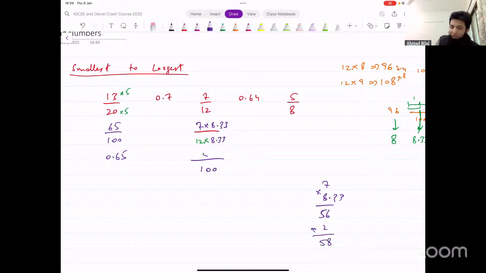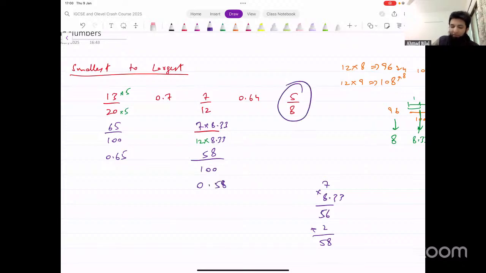So it's close to that. It's going to be around 58. We can estimate that, right? Because 7 times 8 is 56, 7 times 9 is 63, 8.33 is kind of close to 56, 58 or 59, it's going to be around about that. Okay, so you can say 58 over 100, and that converts to 0.58.